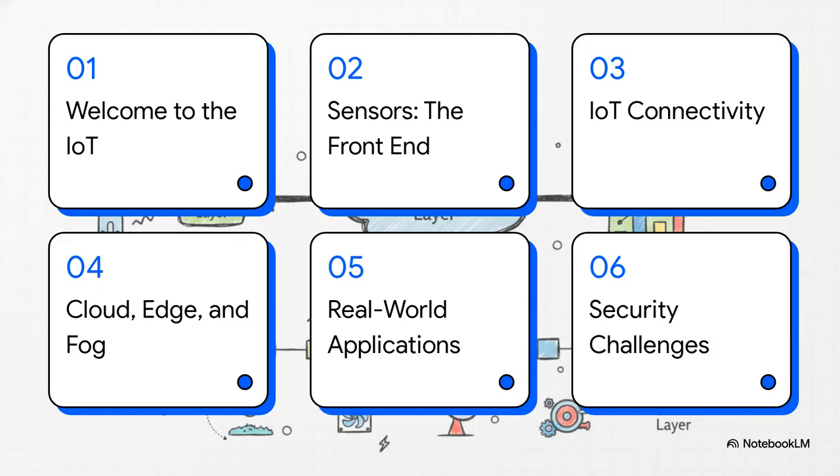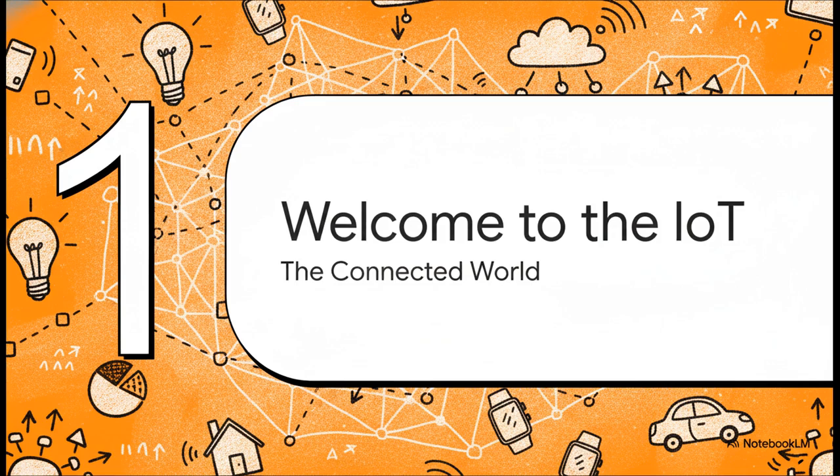So here's our visual roadmap for today. We'll start with a welcome to the IoT, then look at sensors as the front end. After that, we'll hit protocols and connectivity, followed by cloud, edge, and fog computing. Finally, we'll wrap up with real-world applications and, of course, security and future challenges. Let's get going. All right, part 1.